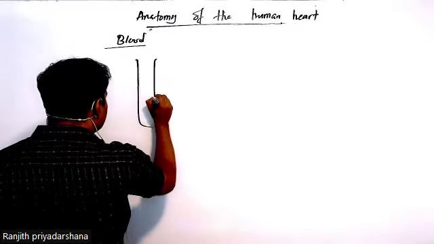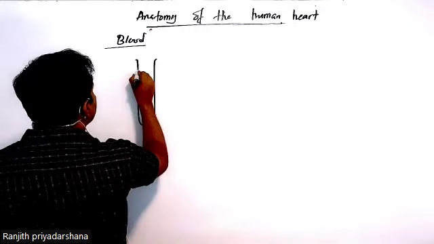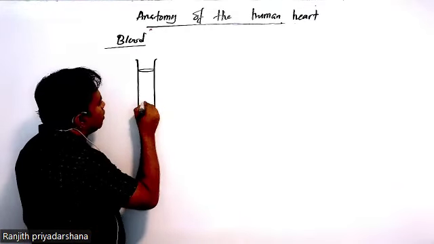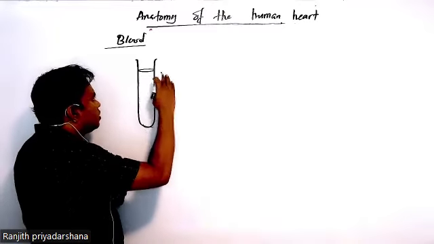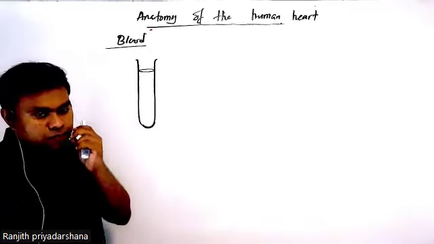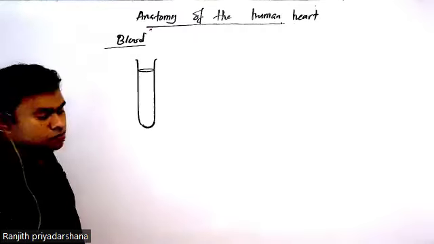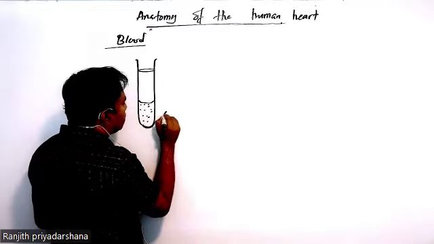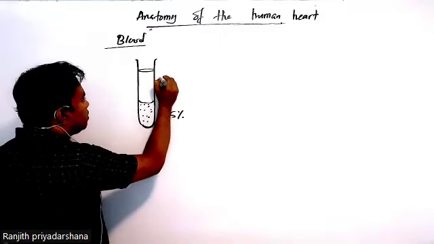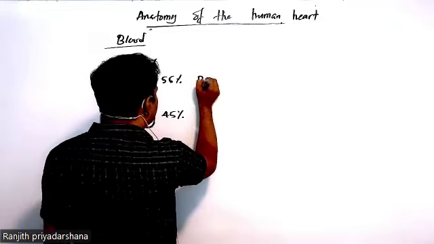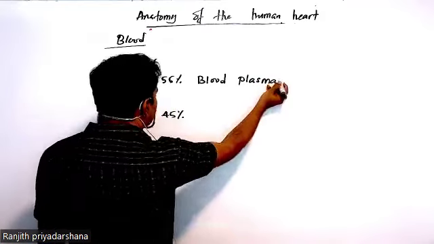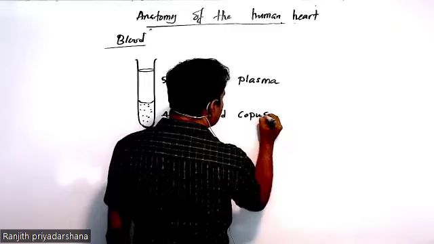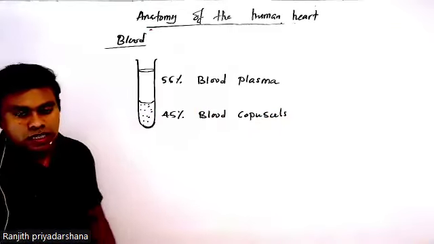If you centrifuge blood by using a centrifuge, you can see this blood sample is more than 55, around 55% is blood plasma. Yes, if you consider the total as 100%, 45% is blood corpuscles. When you centrifuge that, that's the solid part, 45%. So this amount is 55%. That's blood plasma. Blood cells, blood corpuscles, rest of the things.